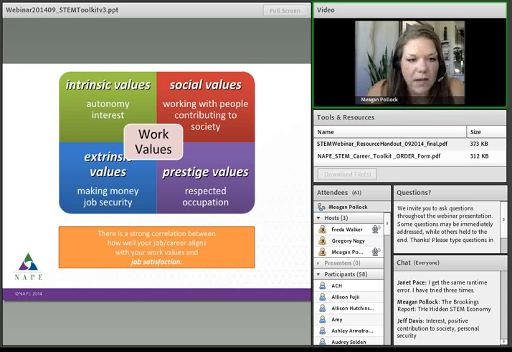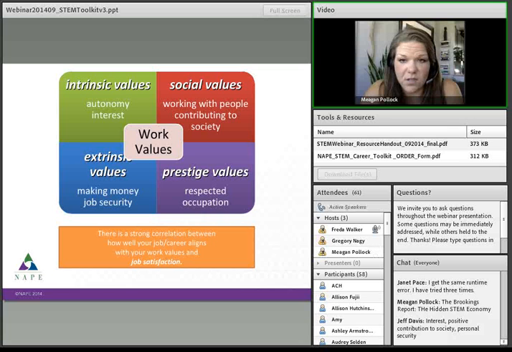So just a reminder of why we're talking about work values is that there is a strong correlation between how well your job and career aligns with your work values and job satisfaction, and ultimately success, right? If you are in a job that you hate, you're probably not going to be as good at it as you would be in a job that you love. And so I think our goal for all of our students and for all of ourselves is to be in a career that aligns with our work values.